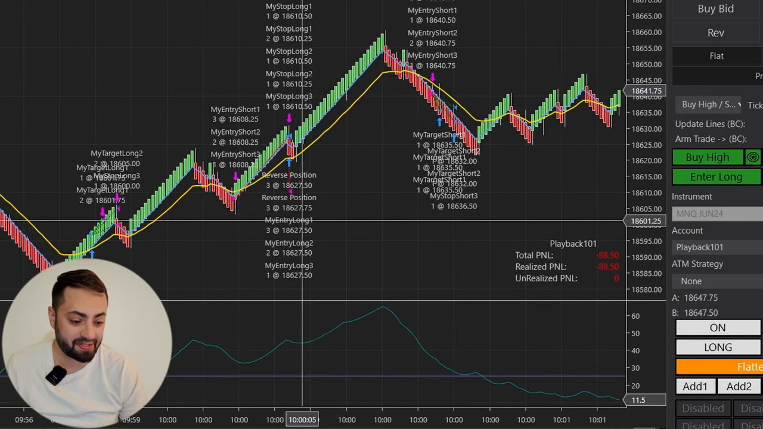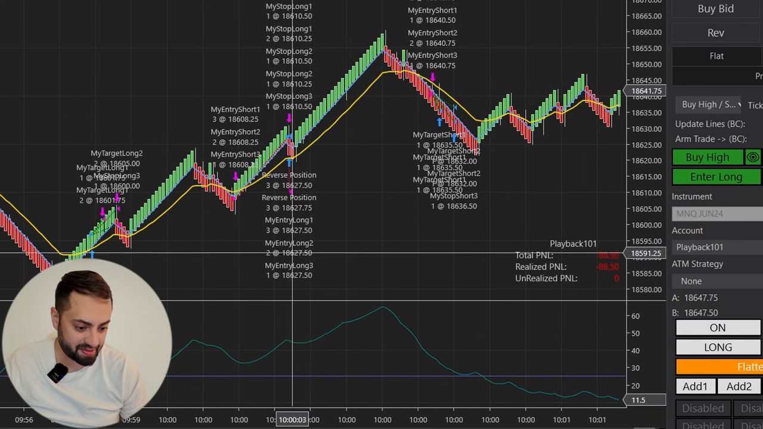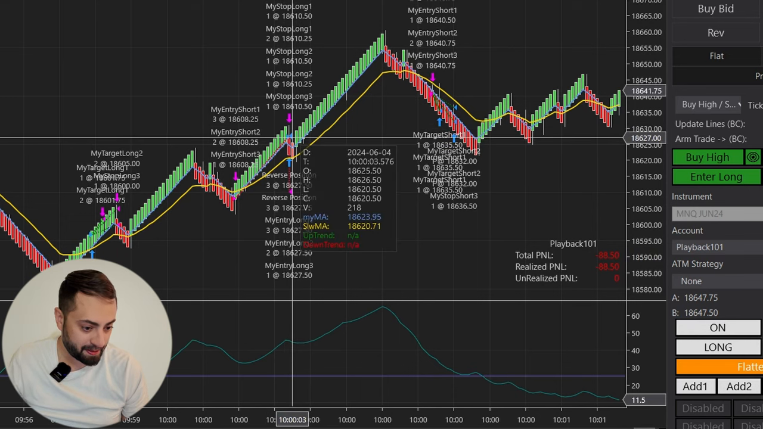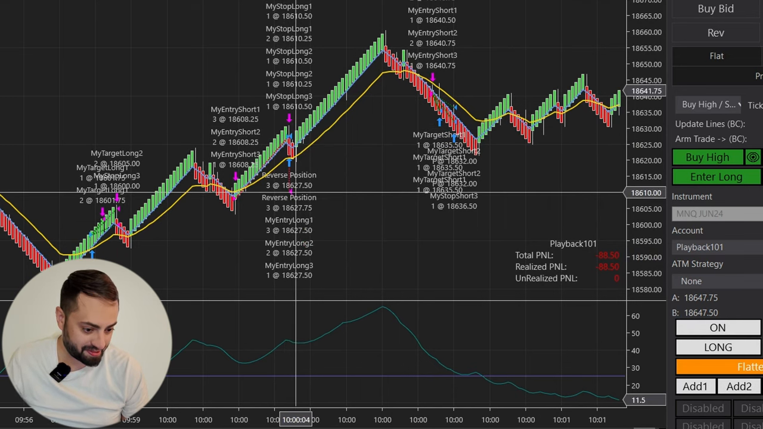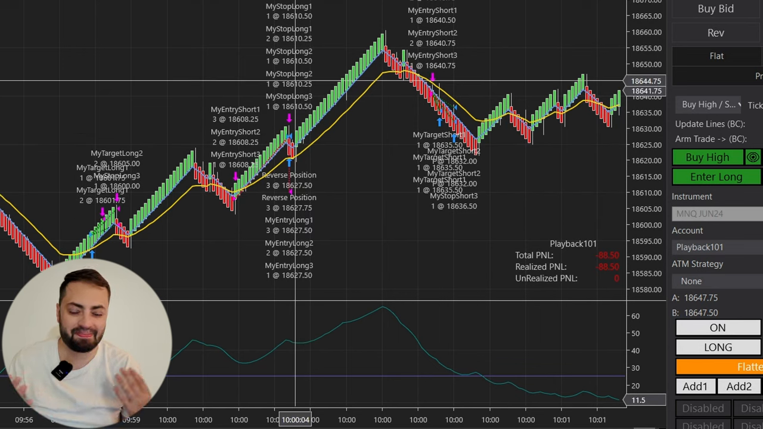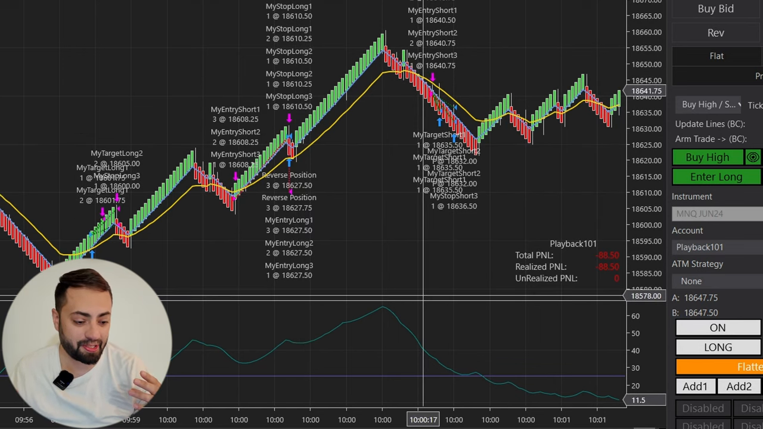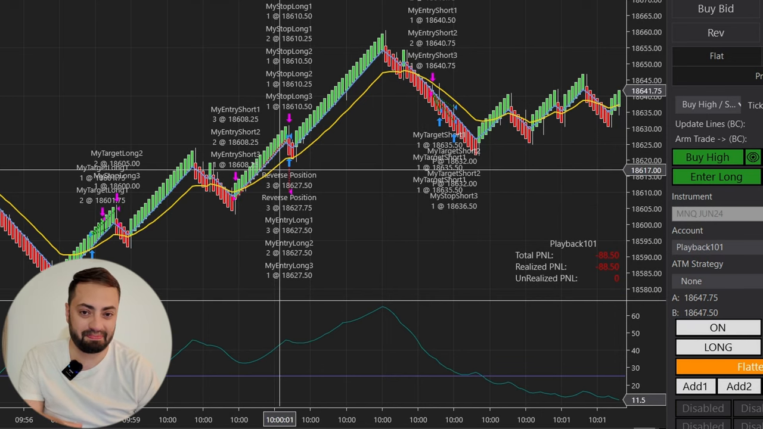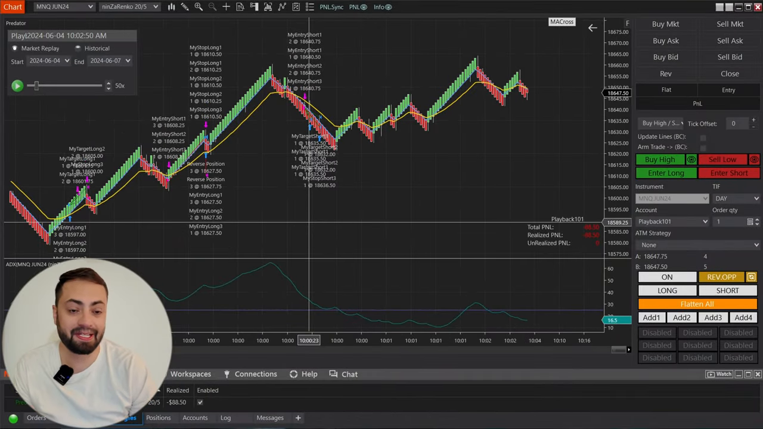So here it didn't process a long trade until 18,627.5, but our stop was still set much lower where the price never actually touched. So guys, just keep in mind that playback will sometimes give weird results like this, where real life might not actually play out like this. Anyways, we're going to keep playing it. It's just a test. It's just playback.